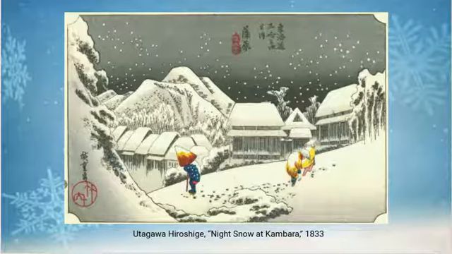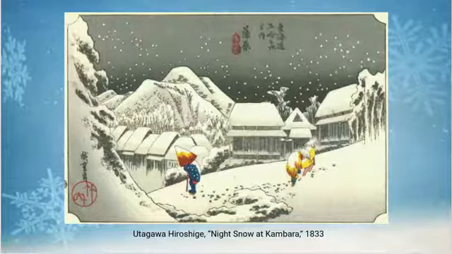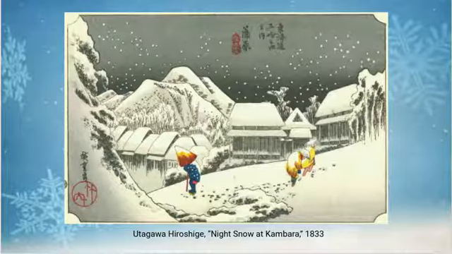Look at the tracks in the snow. Does that remind you of anything that we just watched? How about the houses in the background? Notice how close together they are. What about the colors in this image? The background is very gray, very white, very absent of color, except for what the people are wearing.